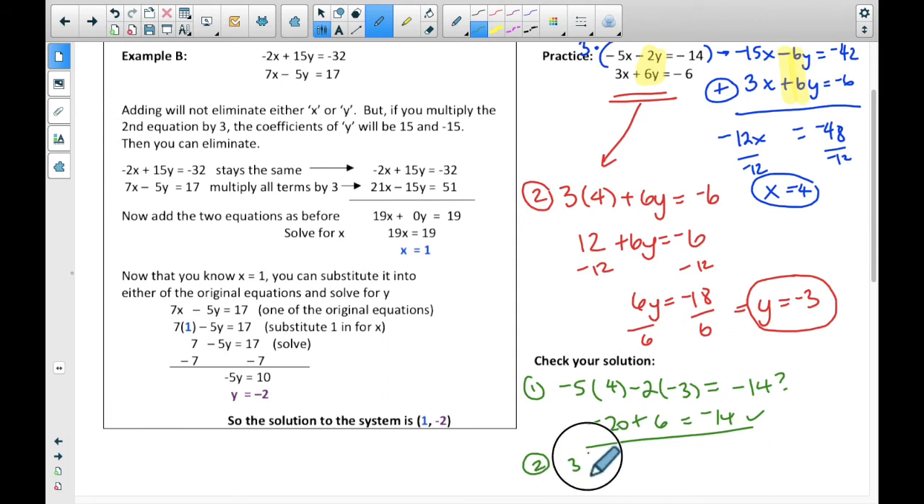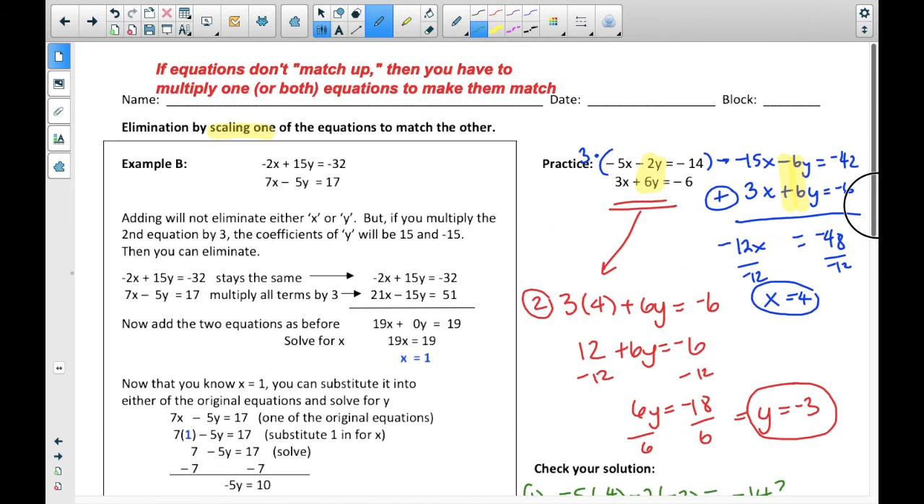And that's 3 times x, which is 4, plus 6 times y, which is negative 3, is equal to negative 6. That is 12 minus 18, because a negative times a positive is negative. Does that equal negative 6? Yes, it does. So my answer does work. The correct answer is, I haven't written it anywhere, I need to, my answer is (4, negative 3). So that's my final answer.